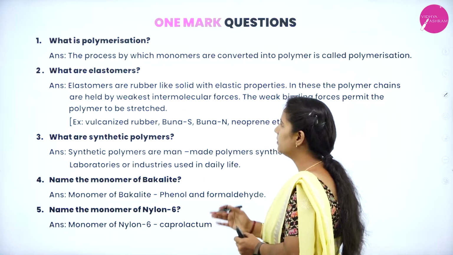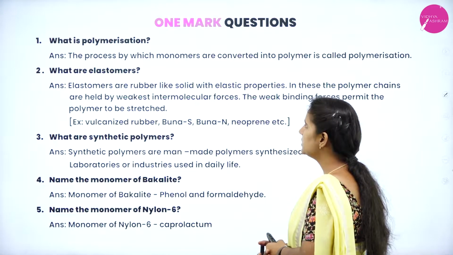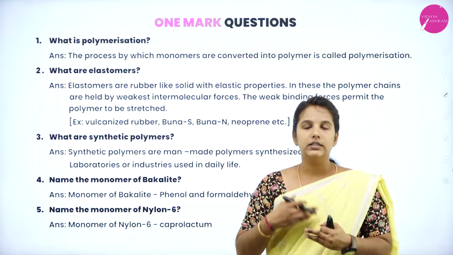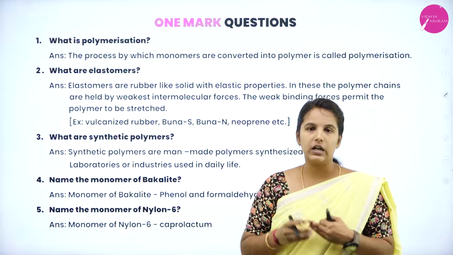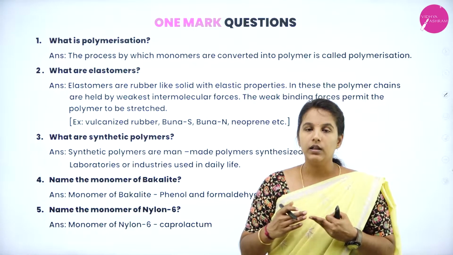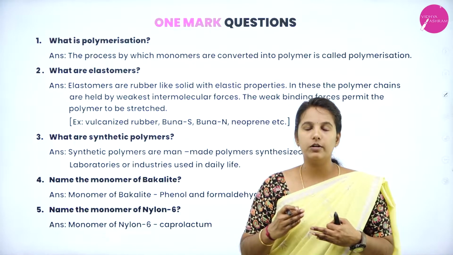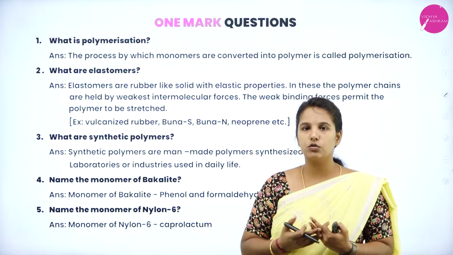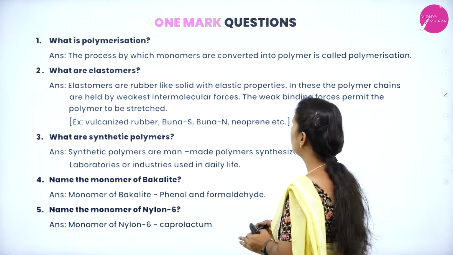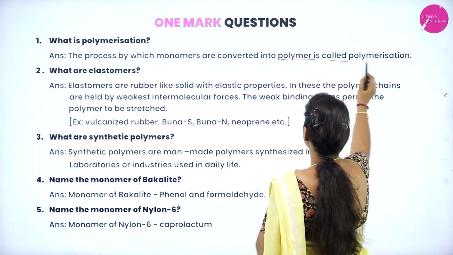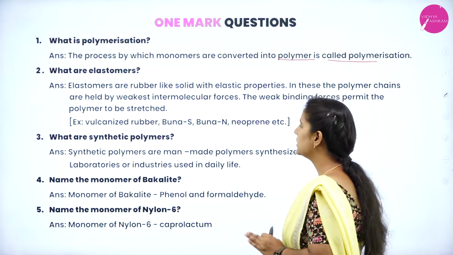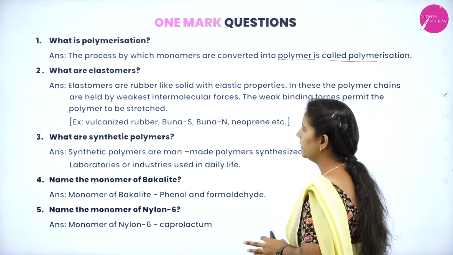The 1 mark question will go like this. What is polymerization? We know that polymers are formed by the joining of monomer units. A large number of monomer units are joined together to form a polymer. The process of obtaining polymers from monomers is known as what? Polymerization. So the process by which monomers are converted into polymers is called what? Polymerization. Okay.